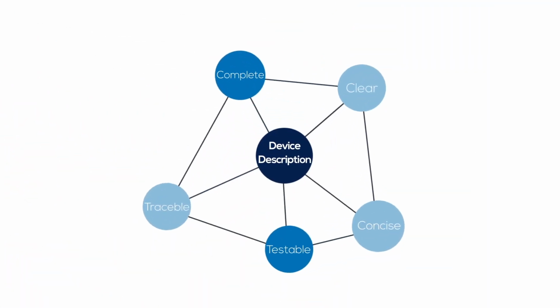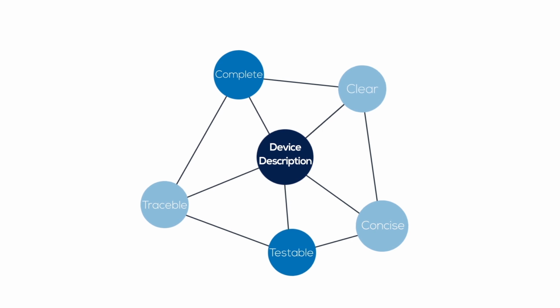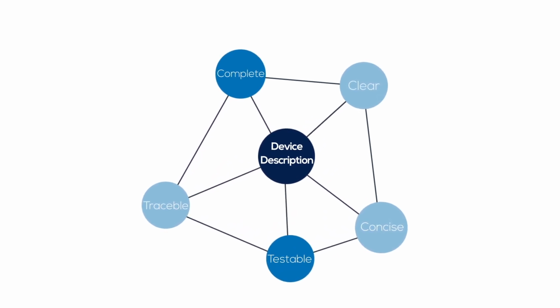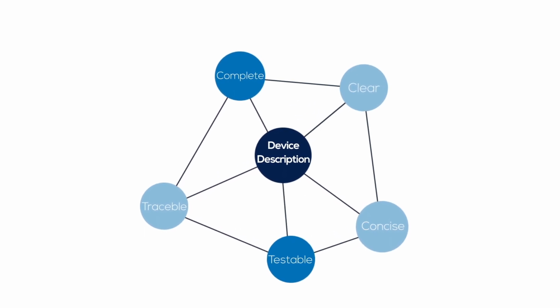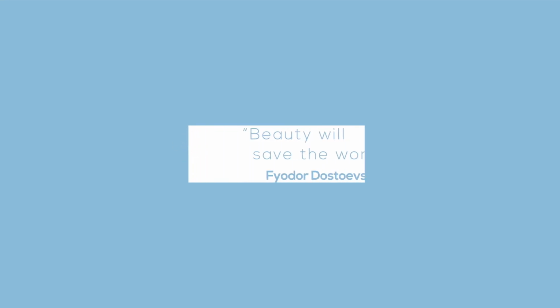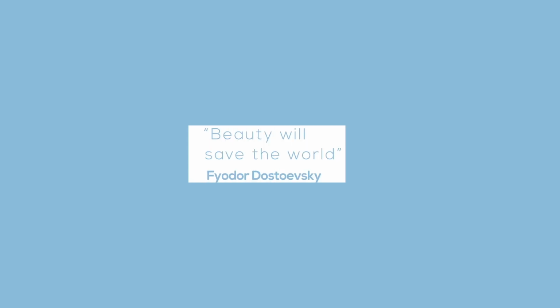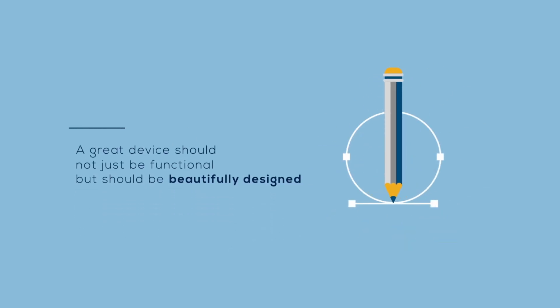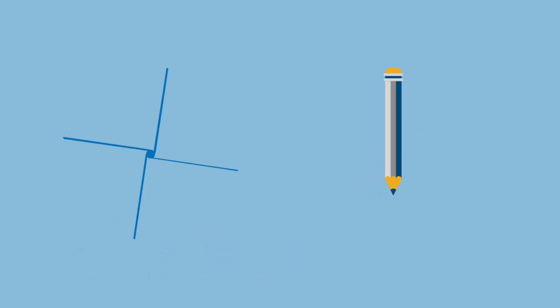Pictures and images, even rough sketches, are critical to the device description and will greatly help in understanding the operation of your device as a final product. While the device description needs to clearly describe the function of the device, it is also the first opportunity to consider the form of the device. A great device should not just be functional, but should be beautifully designed, with attention to detail, which makes the end user want to use the device.